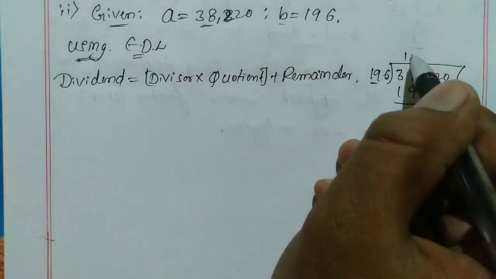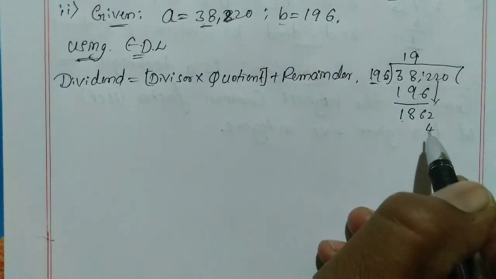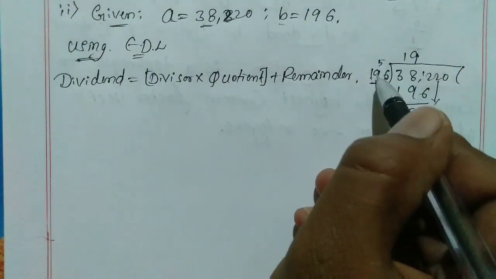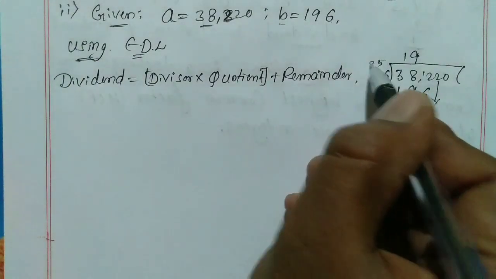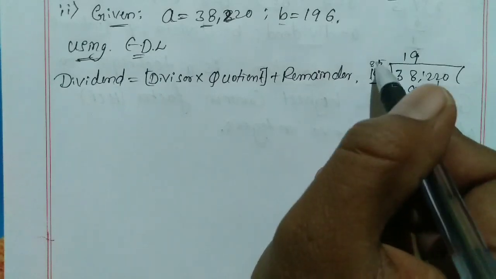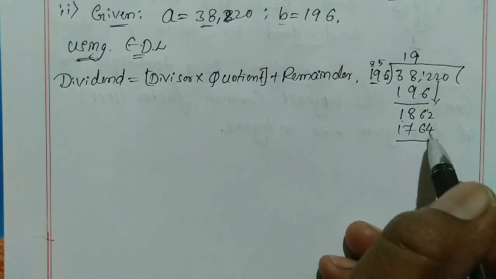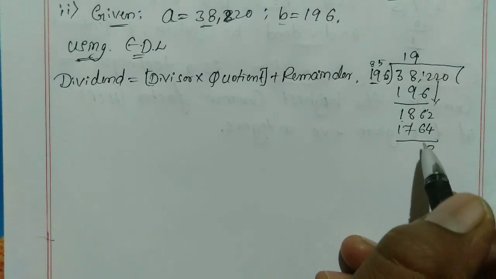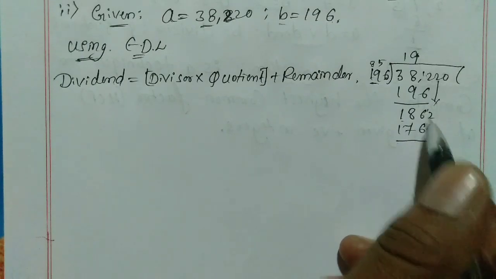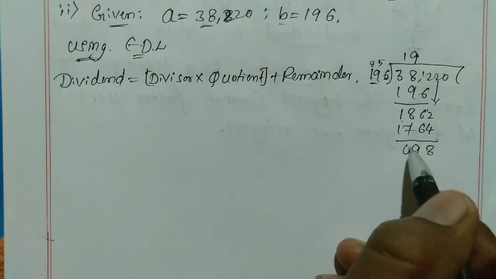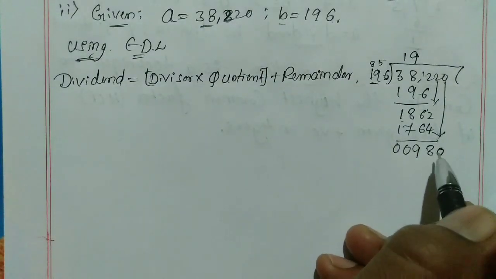So 9 nines you take, right? 9 sixes 54, carry 5. 9 nines 81 plus 5 is 86. 9 ones 9, 9 plus 8 is 17, you can write. So this is 12 minus 4, that is 8. This is 5. 5 minus 6 is not possible, 15 minus 6 is 9. 7 minus 7 is 0, then this is 0. So this 0 you can write here.